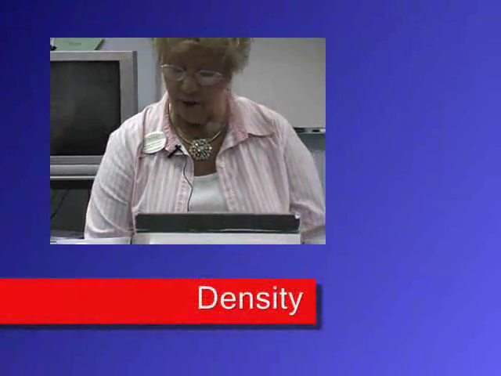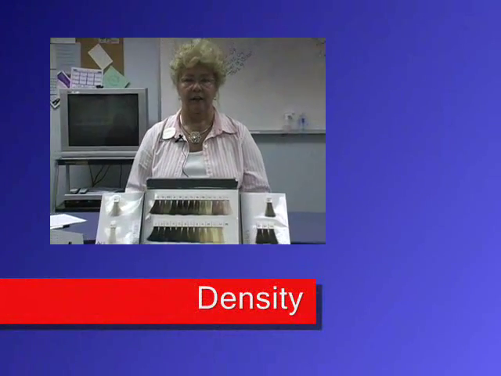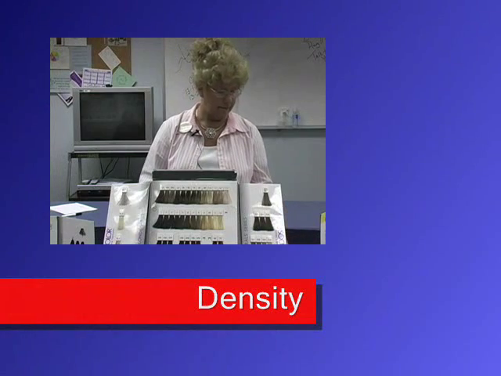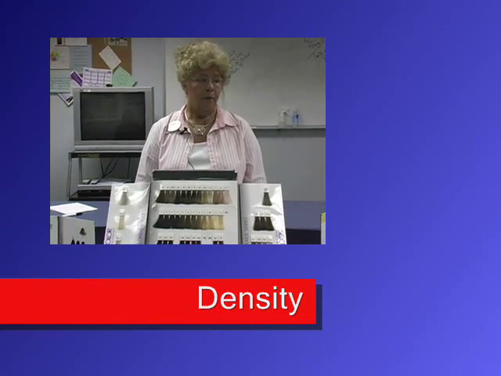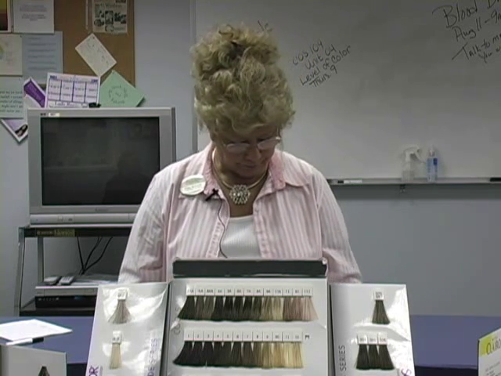The next thing we're going to talk about is density of the hair. What is density? The number of hairs per square inch. How does that have a bearing on the color that the hair appears to be? Well, if you have a lot of hairs together, wouldn't it appear maybe darker? It's going to appear darker. The light cannot get through it very well.